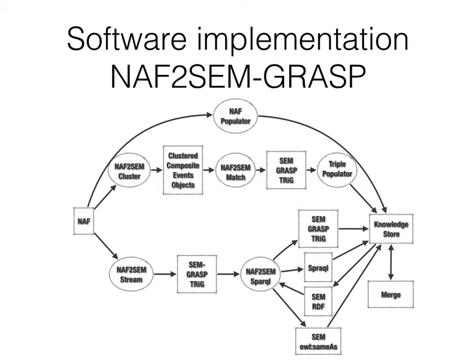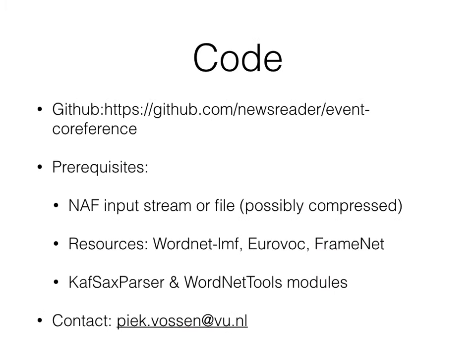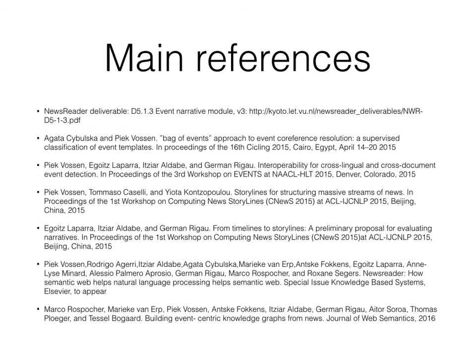Both the batch and stream implementations of the module can be highly parameterized for establishing identity. The code of the NAF to SEM GRASP module is available as open source according to the Apache license. Details are given on this slide. On this slide, you find the main references to papers on this process.